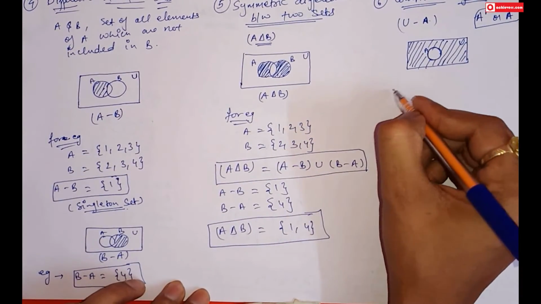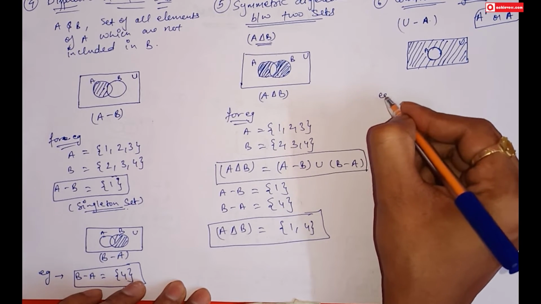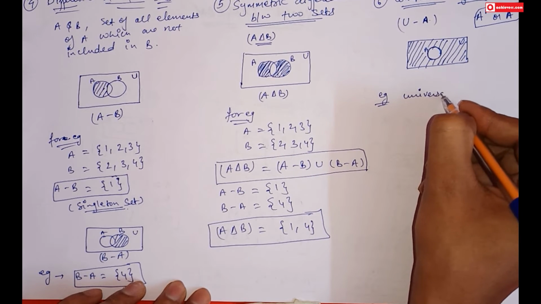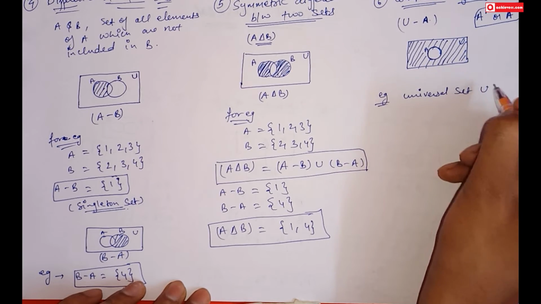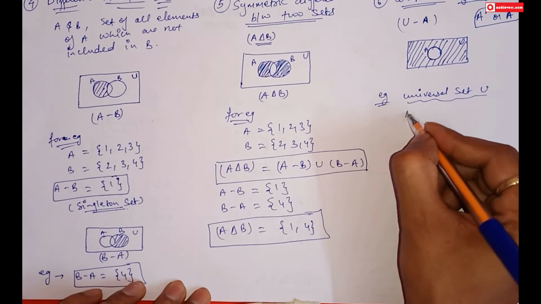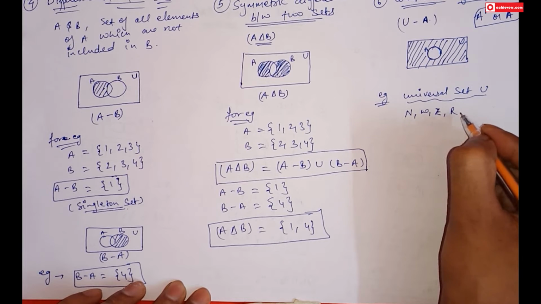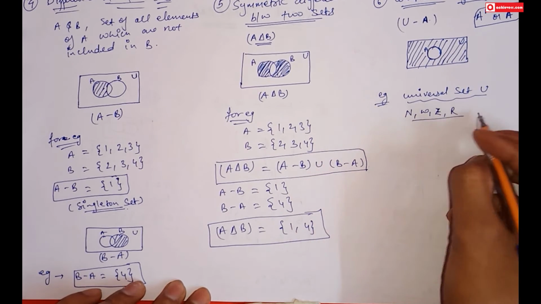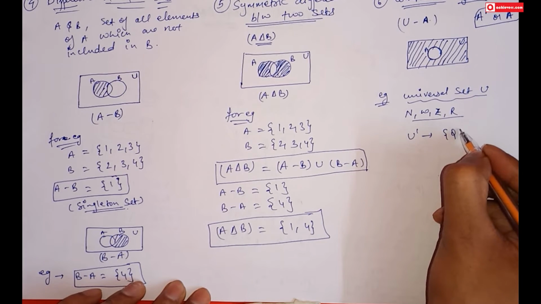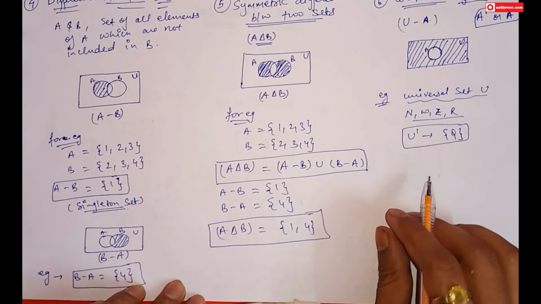So there are a few examples. Suppose we have a universal set U which includes all the numbers. This includes every number, like natural numbers, whole numbers, integers, all real numbers, everything. So what will be the complement of U? U complement will be the empty set, phi.